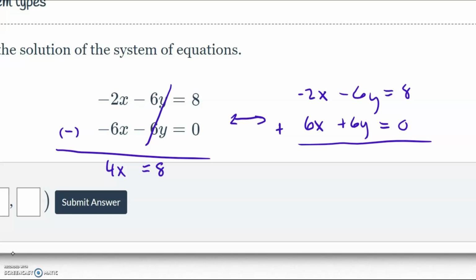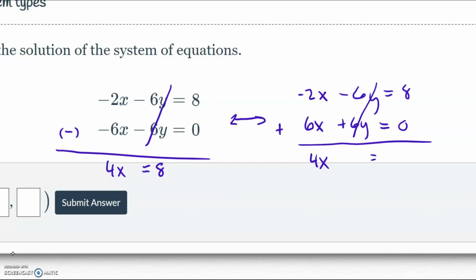See if I do the same thing to the other setup. Since I've already switched the signs of everything, you can just go ahead and add down. Negative 2x plus 6x is 4x. These are opposites. This is 8. So hopefully you understand, if you multiply that negative through, you could just combine like terms and add down. That's what I'm trying to point out. I don't care how you set it up, just make sure you're consistent. So we got 4x is equal to 8.